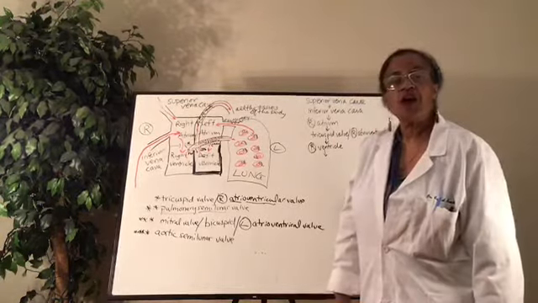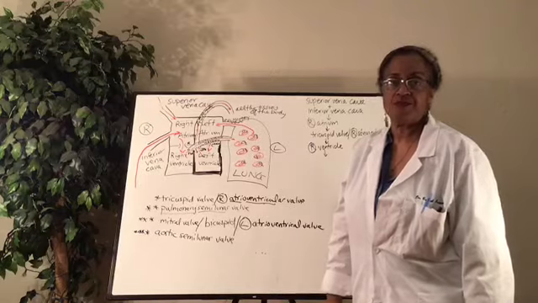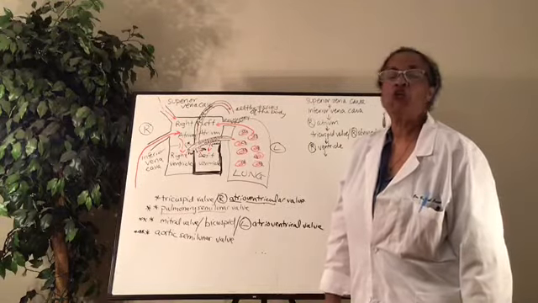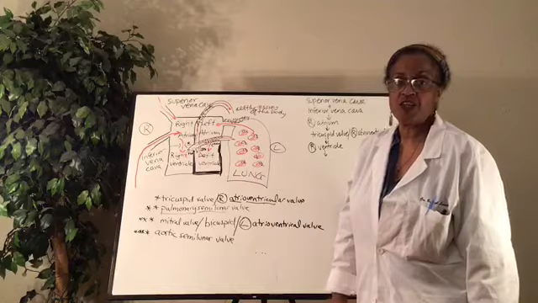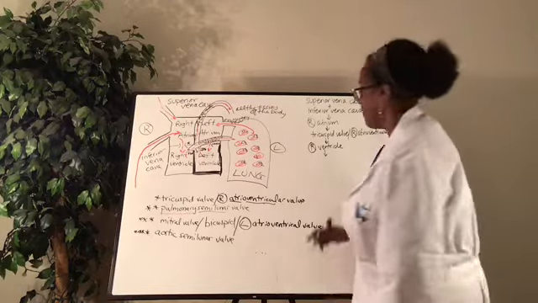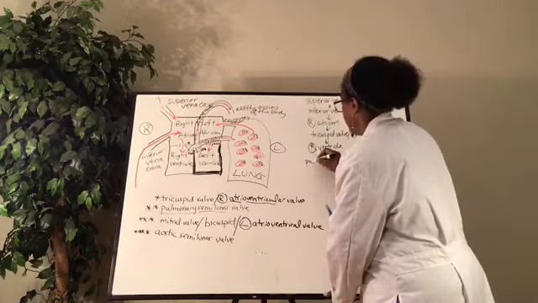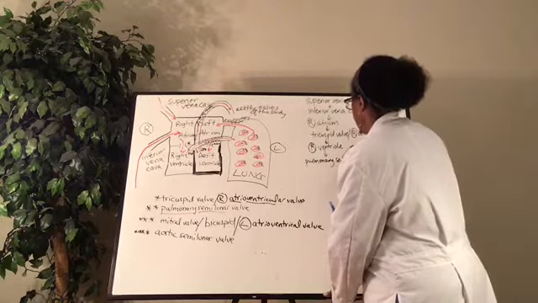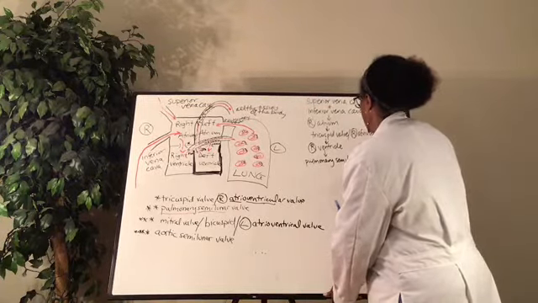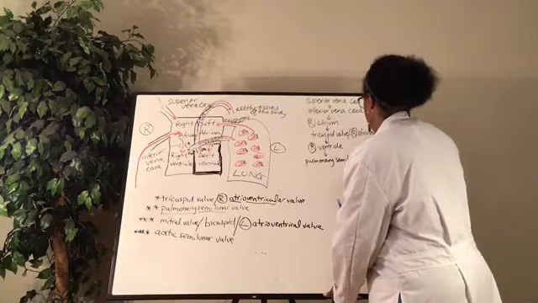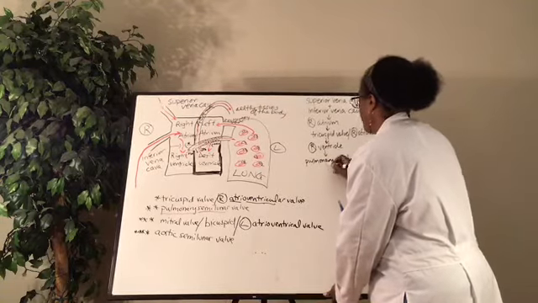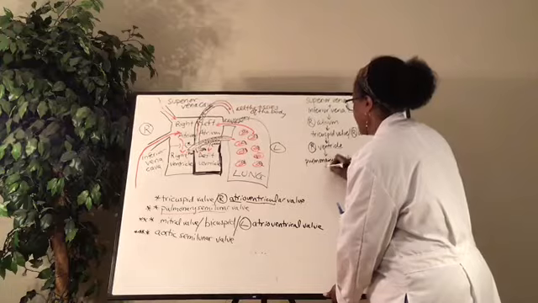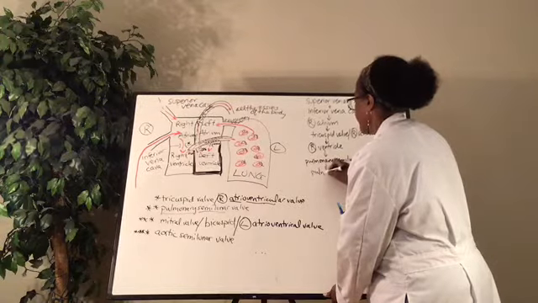Where does the blood go after it leaves the right ventricle? No, make sure you remember your valves. It goes to the pulmonary semilunar valve. Good. Pulmonary semilunar valve. From the pulmonary semilunar valve, the blood goes to the pulmonary artery.